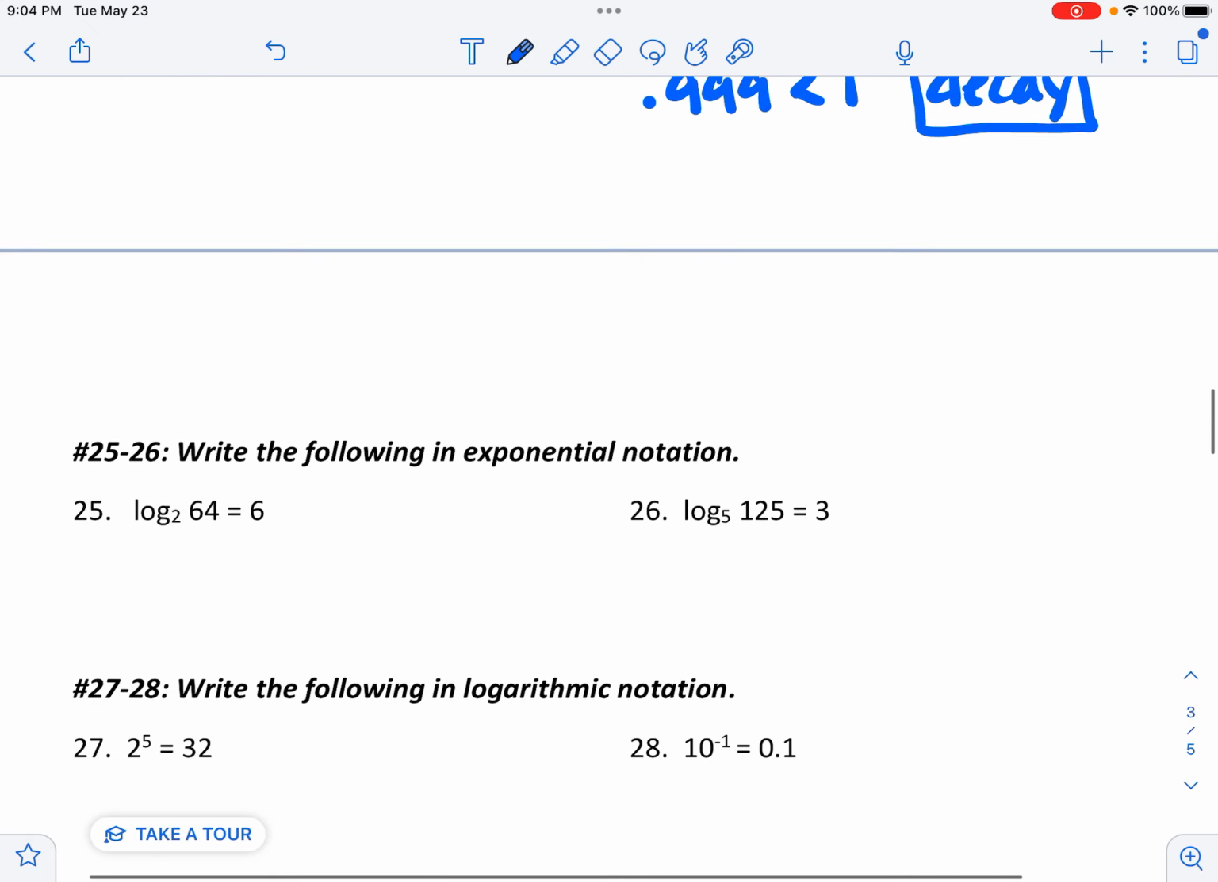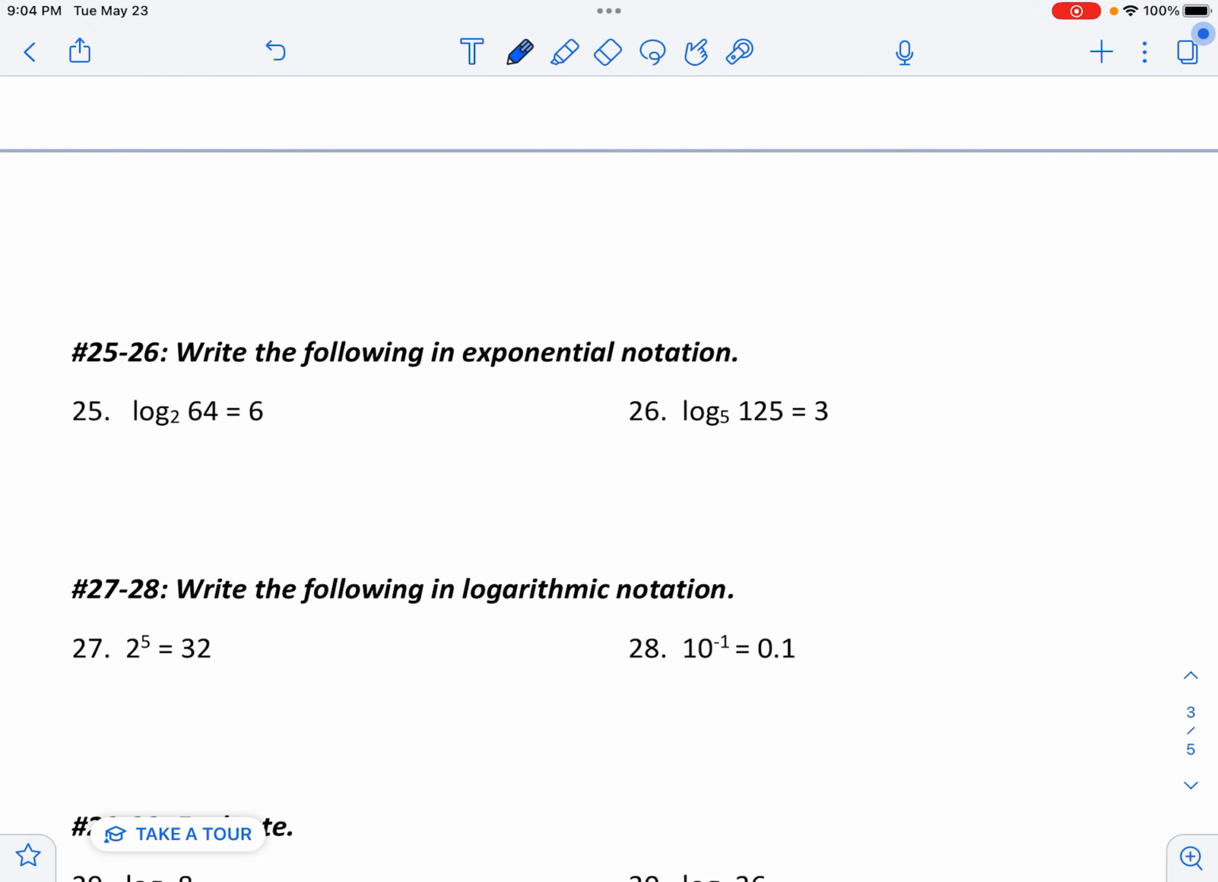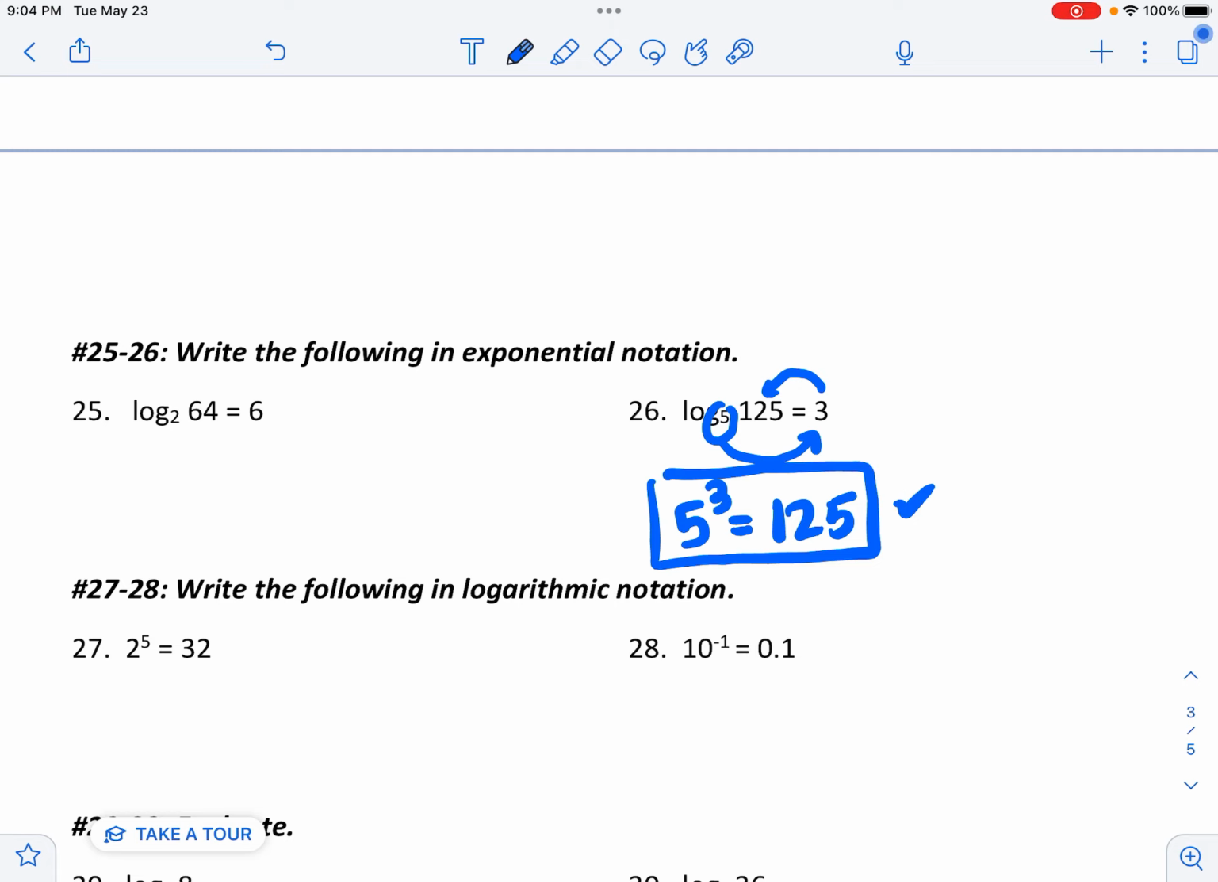Okay, 2 more. Write in exponential notation. I want to start with my base. So I'm going to go 5 to the 3rd equals 125. And you guys, it should make sense, right? 5 to the 3rd is 125, so that checks out.